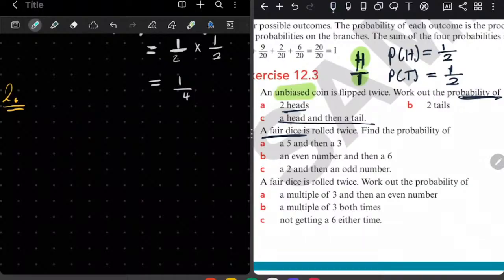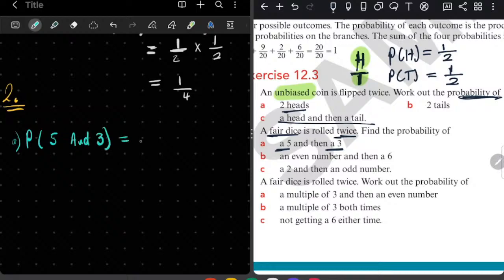So now let's go. Here, you are doing a dice and you roll it twice. Find the probability that you get a 5 and a 3. What do you say here for part A? They want probability of what? Class, tell me. Of 5 and 3. Which will be probability of a 5. What do you do when you see the word and? You multiply probability of 3.